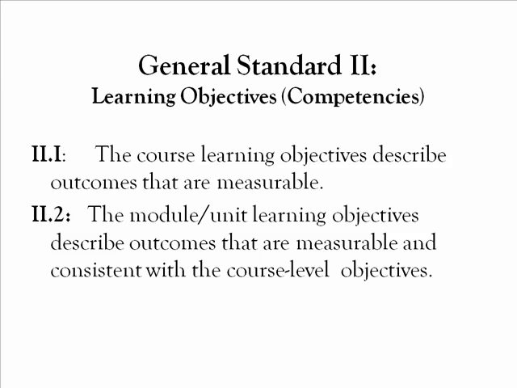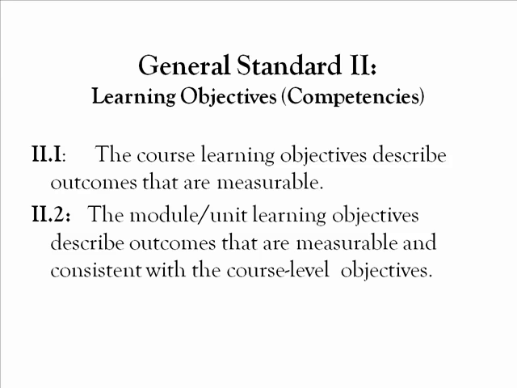General Standard 2, Learning Objectives. You need to know that this is probably one of the most missed areas. This is one that we go back and work with instructors a good bit on improving so that it does meet the standards. So the learning objectives of the course describe outcomes that are measurable. Keyword being measurable. So the learning objectives for the course set the standards and conditions for student learning, and they're very critical to a successful outcome.